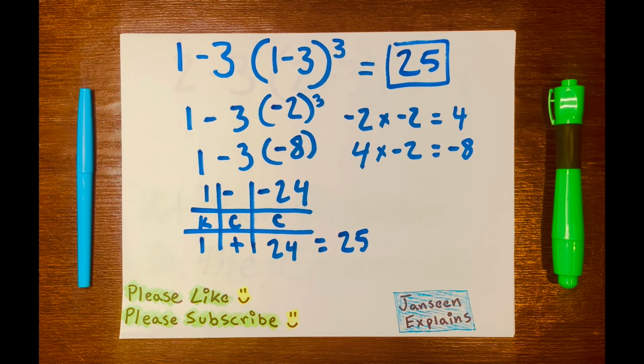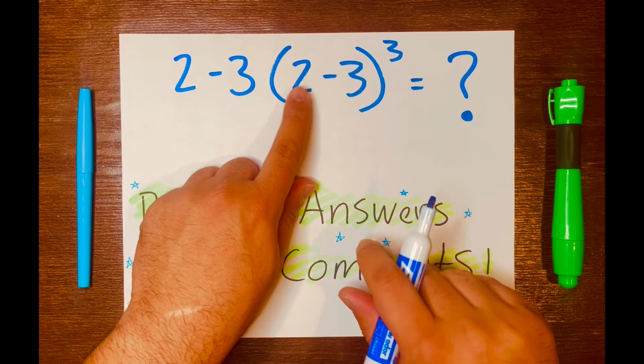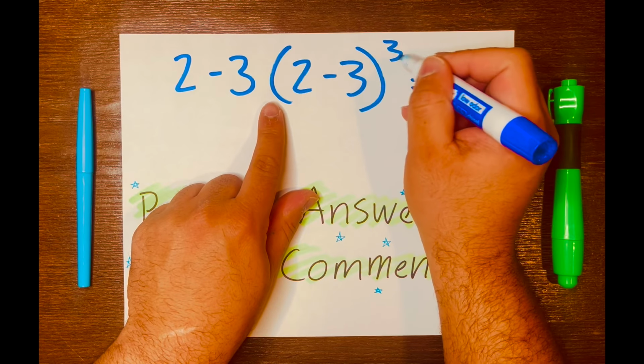And there you go. Now go ahead and solve this math problem. 2 minus 3 inside these parentheses with an exponent of 3.